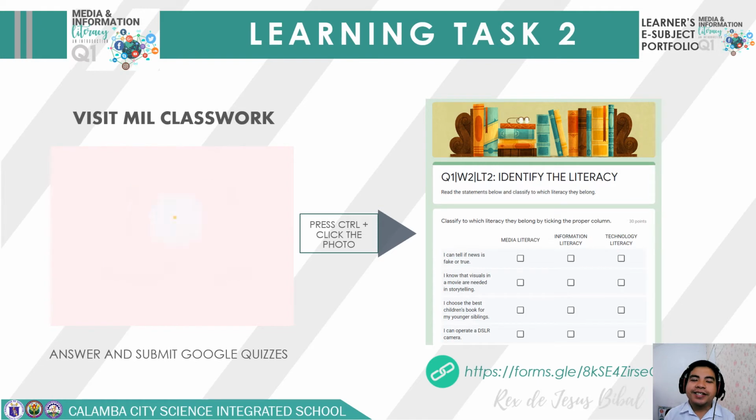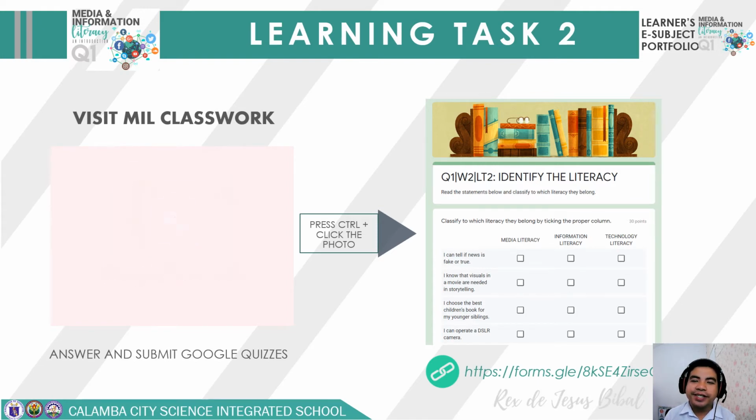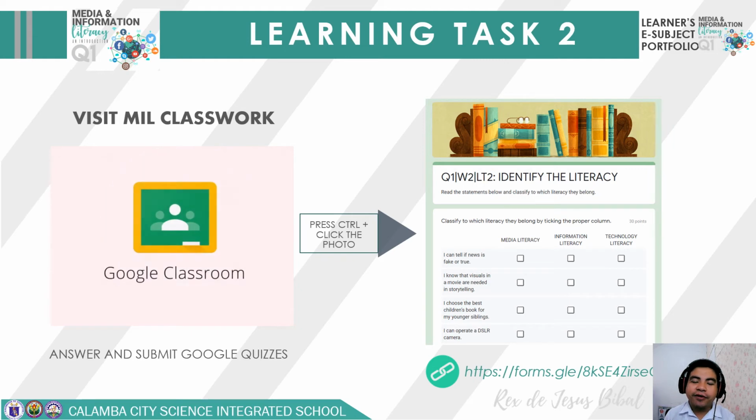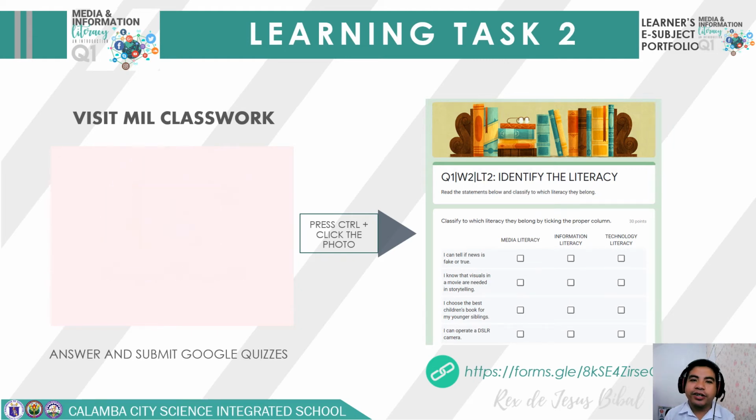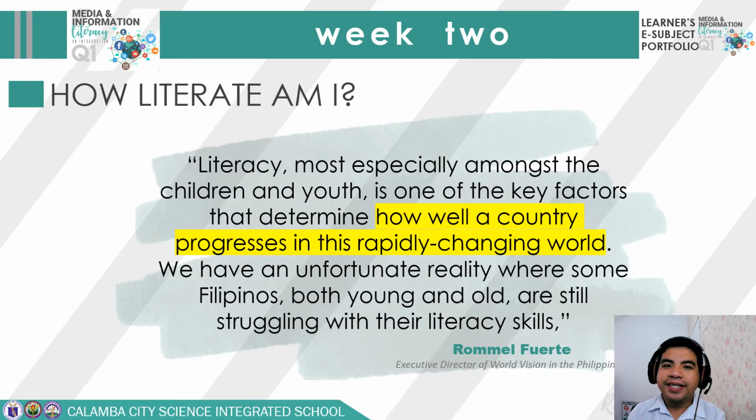For learning task 2, kindly visit our Google Classroom, our classwork. This is actually a checklist of literacy identification. There are given items and you have to tick the appropriate literacy. Is it media, information, or technology literacy? Kindly copy the link or the URL or click the photo on your e-learner's portfolio. How literate am I?